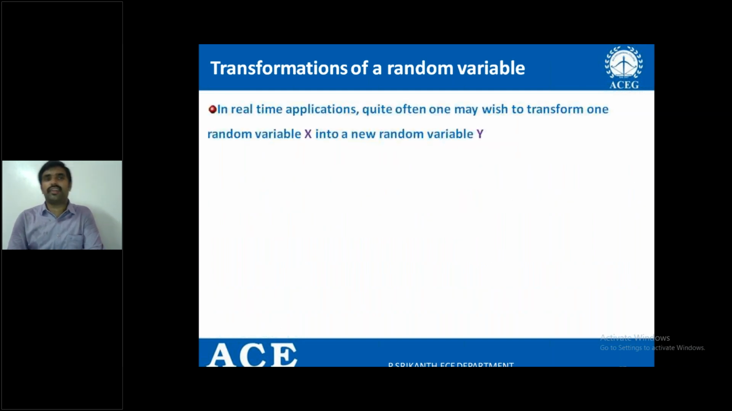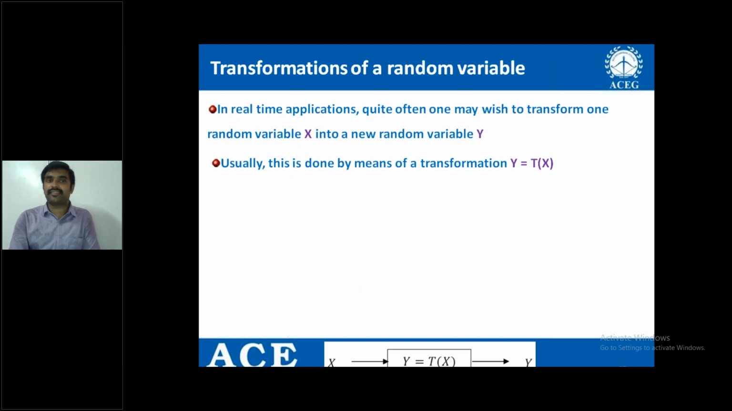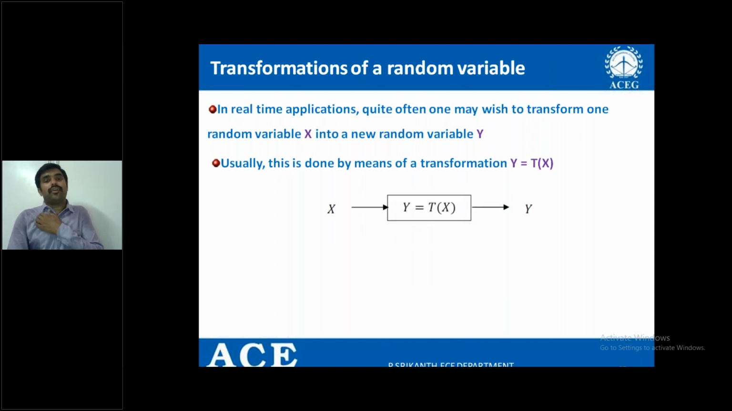Now, how do you take the transformation? In real-time applications, quite often, one may wish to transform one random variable X to a new random variable Y. Usually, this is done by means of the transformation Y equal to T of X. We represent it like this: Y equal to T of X. That is, I'm transforming X to Y. Here I have a black box, and that black box is nothing but the relation between X and Y: Y equal to T of X.